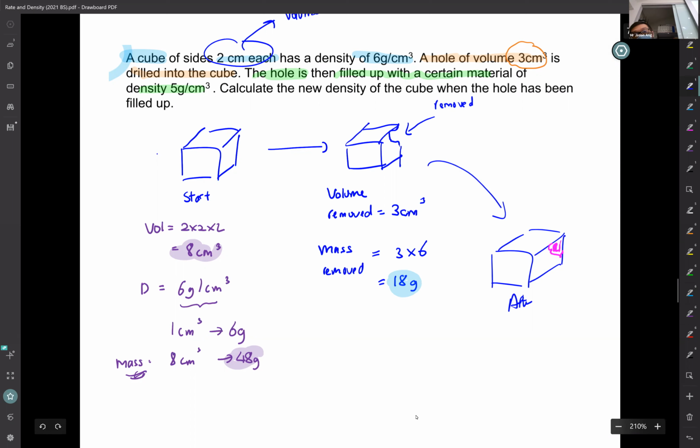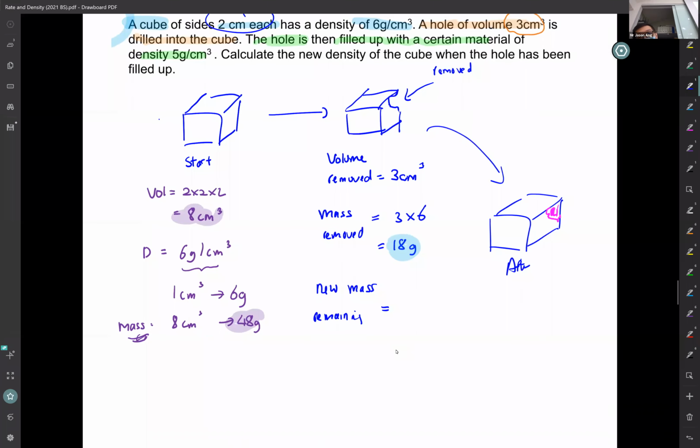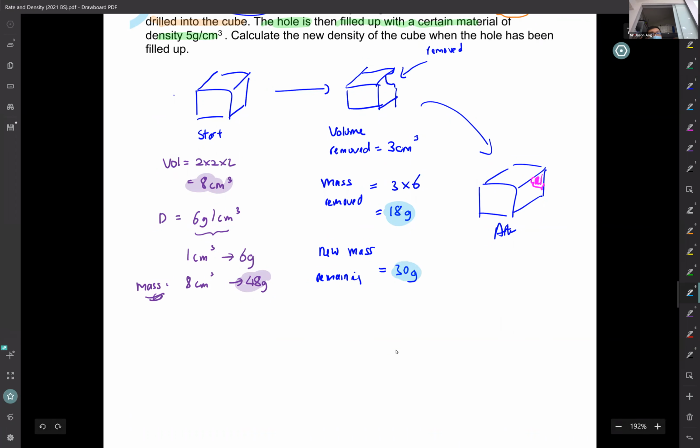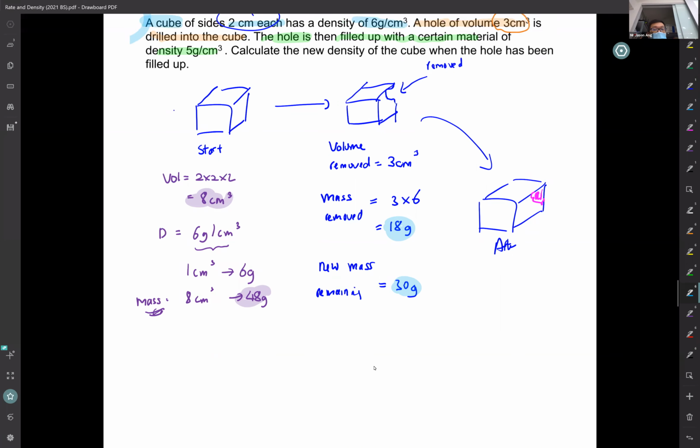So let me ask, what is your new mass remaining? I started with 48. I removed 18. So what is left over now? Come on, say together, how much is left over? 30. Okay, so 30 grams. So take note of this value, 30 grams. This is what is left over. All of you can understand until this point? How many of you got all these things until here? No issues at all. Okay, so it was the next part that the two of you made some mistakes.